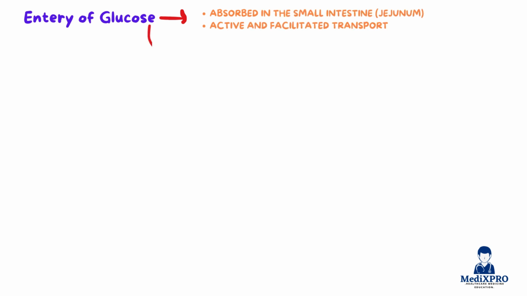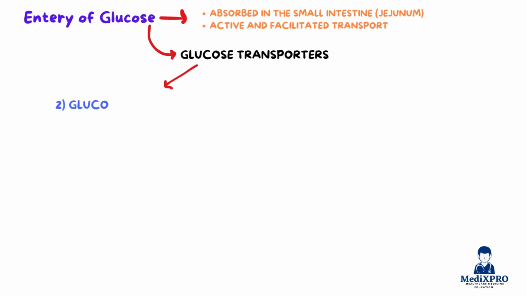Glucose is the body's main fuel, but it can't just walk into cells. It's polar and water-soluble, so it needs help to cross the lipid bilayer. That's where glucose transport systems come in, and understanding them is essential for both physiology and pathology. There are two main types of glucose transport: facilitated diffusion and active transport. Let's begin with facilitated diffusion via GLUT transporters.